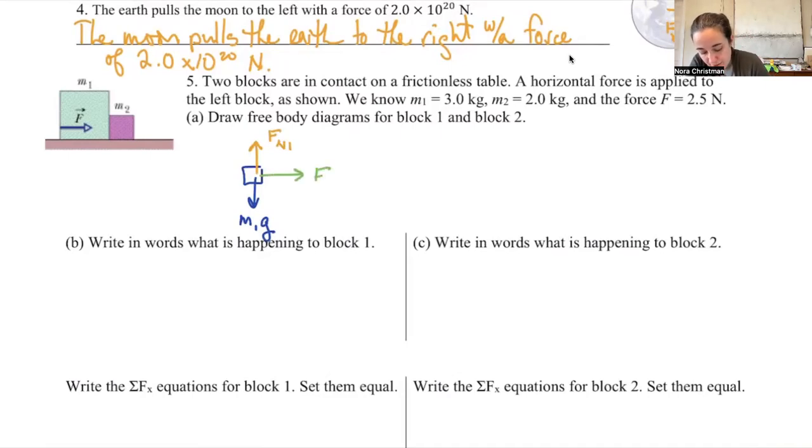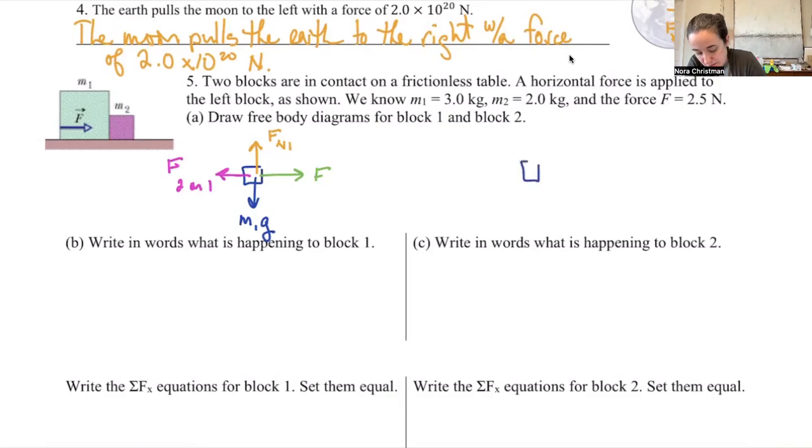And then we have block 2, right? So block 2 is like in the way. And so as block 1 tries to move rightward, it experiences a force leftward from block 2. And so the way that I usually would write that is F2 on 1. So that's the force that block 2 exerts on block 1. So those are the 4 forces acting on block 1.